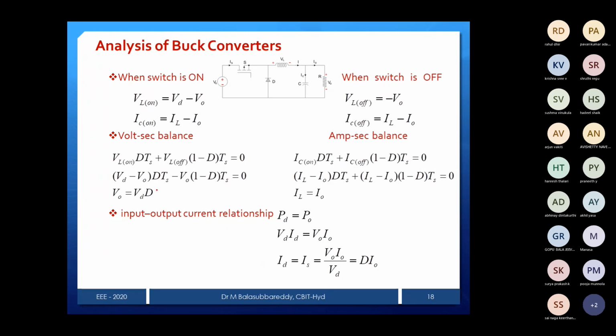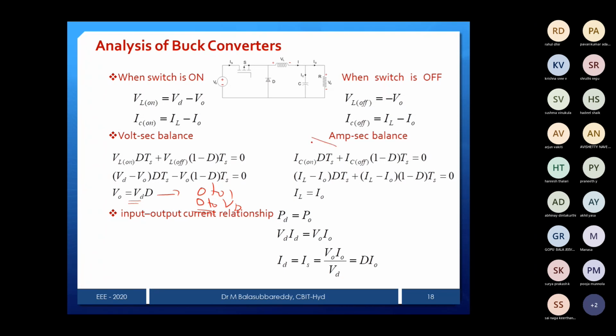The delta ratio is again the same. Delta ranges from 0 to 1. Put 0, you will get output 0. Put 1, you will get VD. So input is equal to output if the duty ratio is equal to 1. So the controlling range is 0 to VS or VD. That is the only controlling.